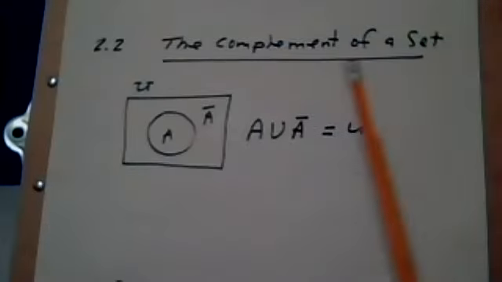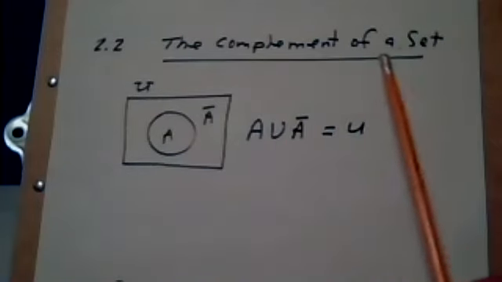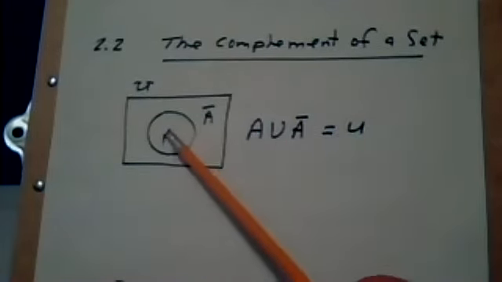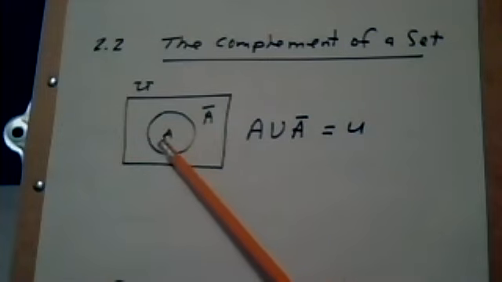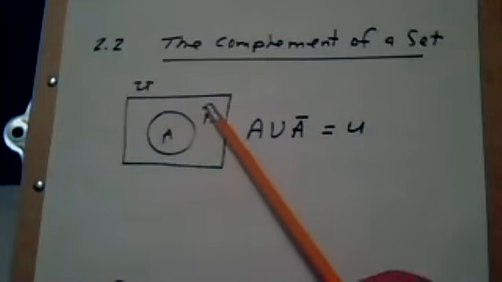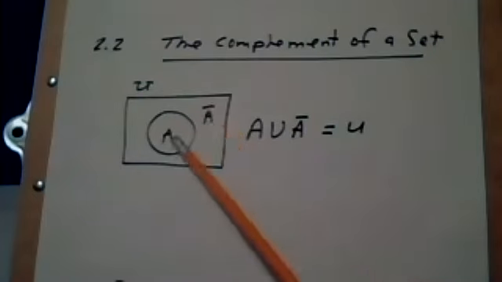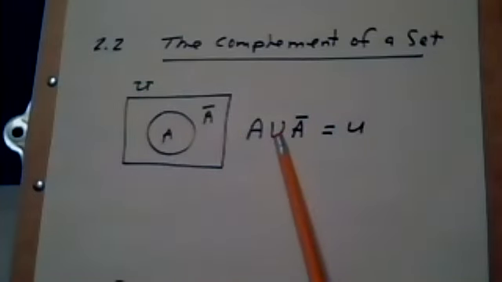So right here, there's an interesting result of the complement of a set. Notice A is whatever's in this circle. So whatever's not in this circle is the complement of A. But if you were to put them together, if you were to join them, form a union, you will produce the universe.